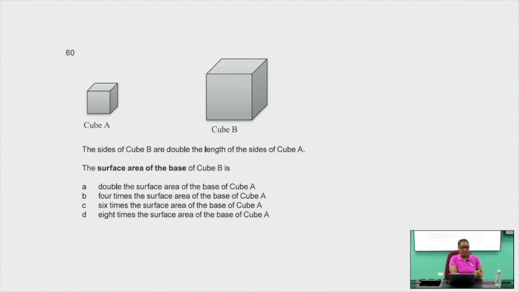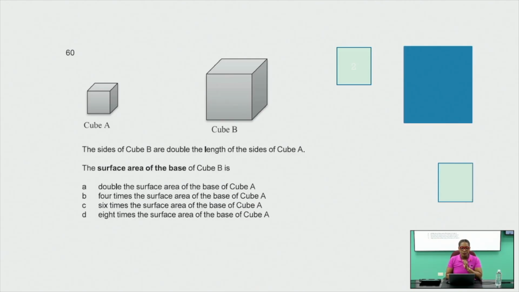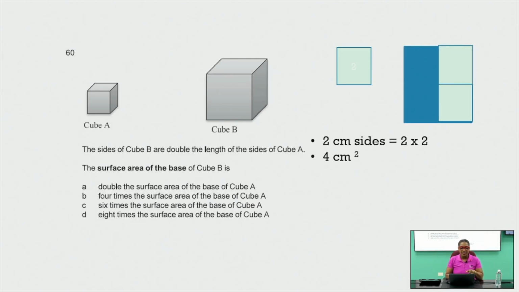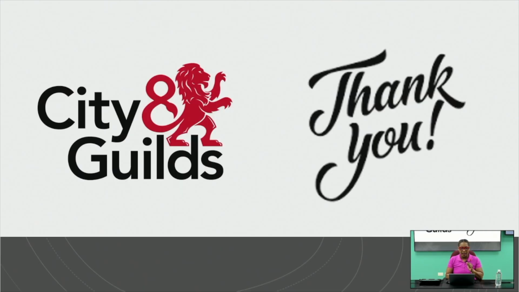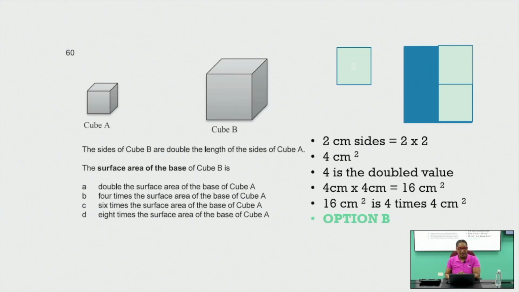And we're at the final question for the afternoon, and this is: the sides of cube B are double the length of the sides of cube A. You're asked, what is the surface area? How does it relate? So this is the side of cube A. This is the side of cube B, and as you can see, it fits on it perfectly. So you would see that it is option B, 4 times the surface area of cube A.